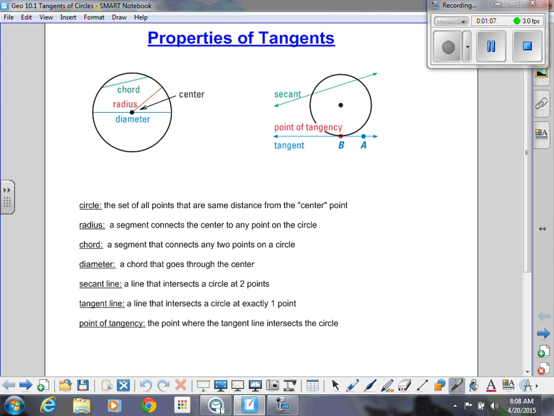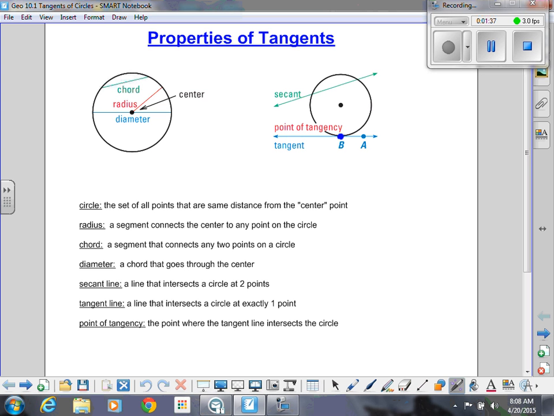And then we also have lines that go through the circle. The first one is called a secant line, and it goes through the circle twice. It intersects the circle twice. So it's almost like a chord, but it doesn't stop at the edge of the circle. It goes through and keeps on going. And then we have a tangent line. A tangent line only touches the circle once. So it just skims that surface of the circle. And then where it intersects the circle is called that point of tangency.